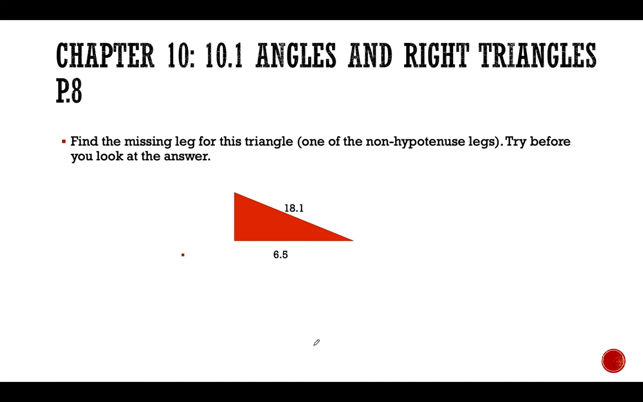So let's find the missing leg for this triangle. Turn off your video, try it for yourself. Note it's one of the non-hypotenuse legs, and then we'll go over the answer on the next page.